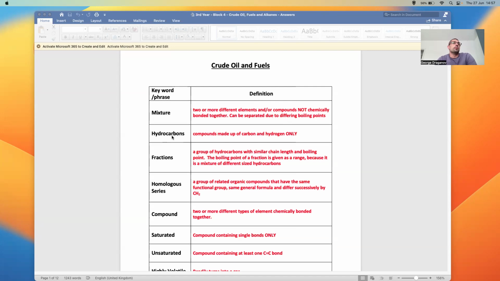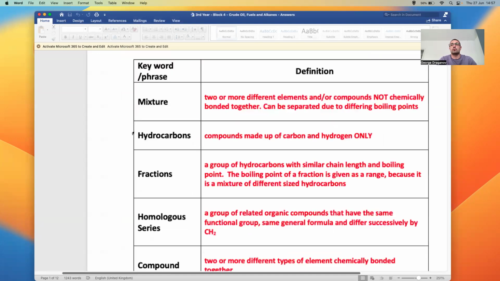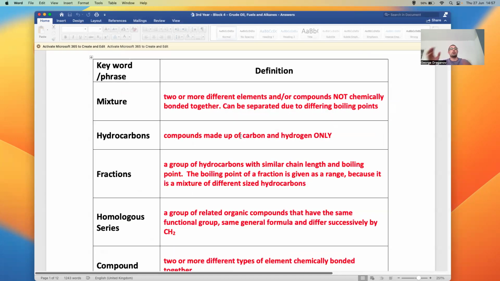So hydrocarbon is an important 2-mark question. It is defined as a compound made of carbon and hydrogen only, with the emphasis being on the word only, as an extra mark, because you could have carbon, hydrogen, and oxygen, then it would not be a hydrocarbon. So you have to say only.